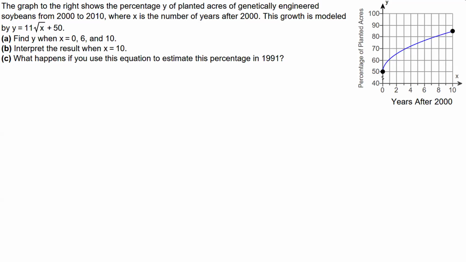All right, so let's do one last problem here for this section. It says a graph to the right shows the percentage of planted acres of genetically engineered soybeans from 2000 to 2010, where x is the number of years after 2000. The growth is modeled by the function y equals 11 square root of x plus 50. And we're supposed to find y when x is 0, 6, and 10.